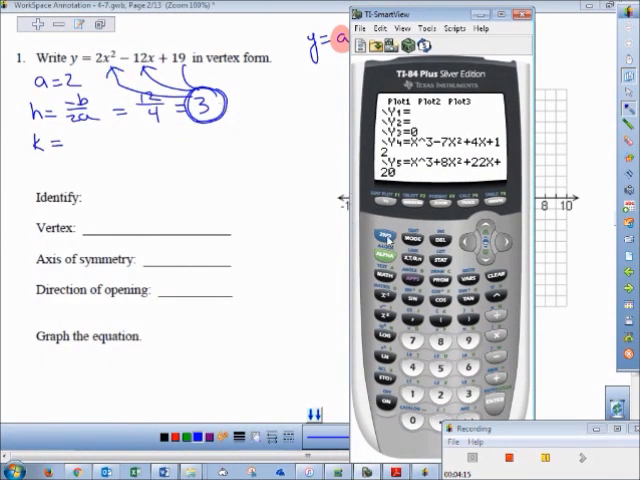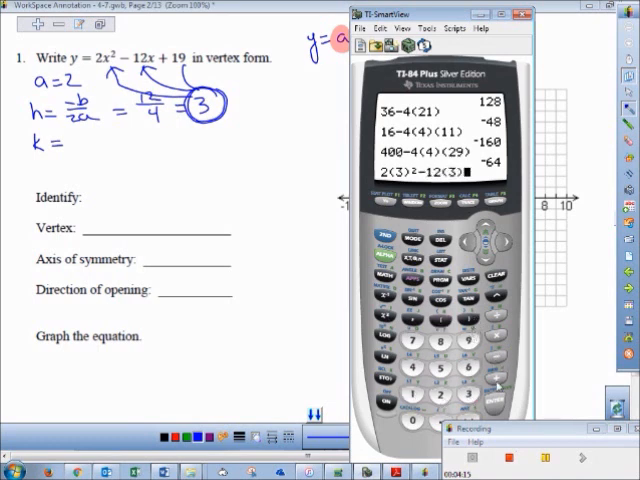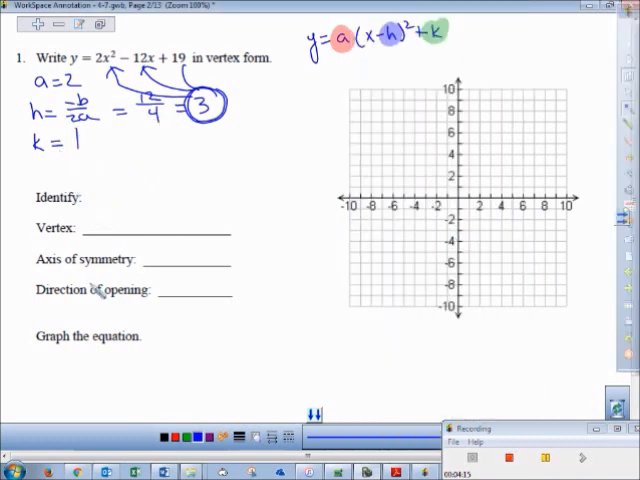Just type that from left to right. You're going to type 2 times, go for it. I'm not going to do it for you. Tired of babying you. If you need a calculator, come grab one. What'd you get? 1. So now let's write that in vertex form.